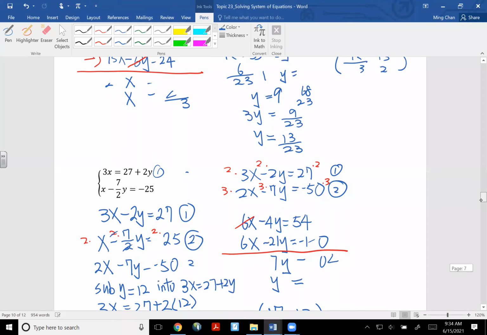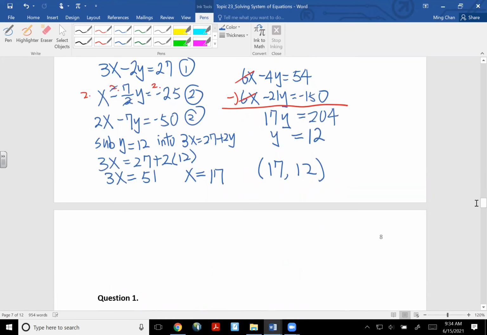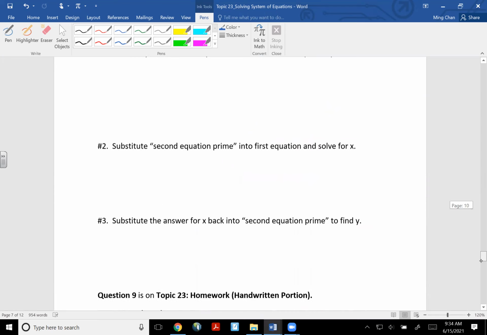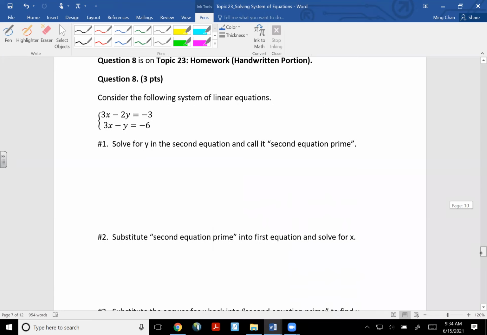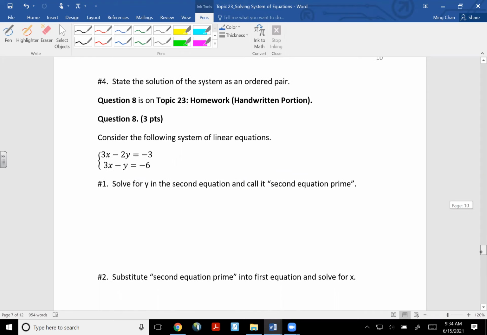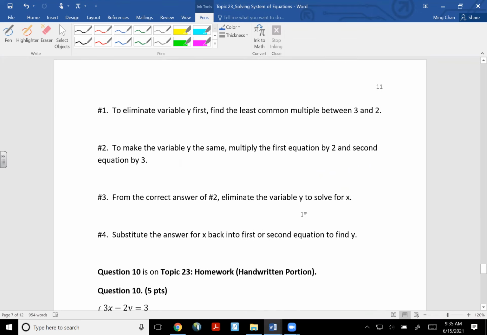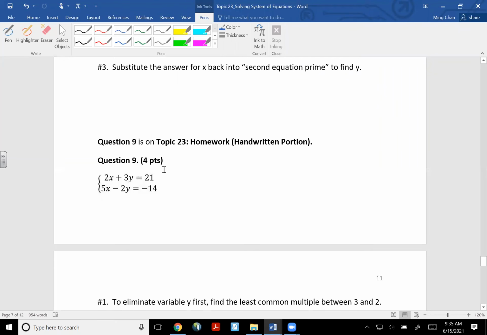Once I eliminate, I need to solve for the remaining variable. Whatever variable you solve for, once you eliminate the other variable, then you can solve for that one variable. So that will be like this. Show the work like you're doing here. Substitute the answer for x, once you solve for x, back into the first or second equation to find y. It doesn't really matter which one you go back to, just find one that's easier.